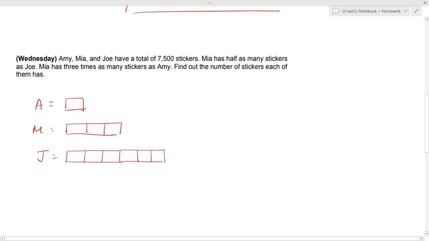And then you solve the equation, which is 7,500 divided by 10 equals 750. Yeah, 750. And James, could you tell me why we divided by 10? Because the blocks add up to 10. Yeah. And then it's 750 times 3 equals 2,250. And then you do 750 times 6 equals 4,500.